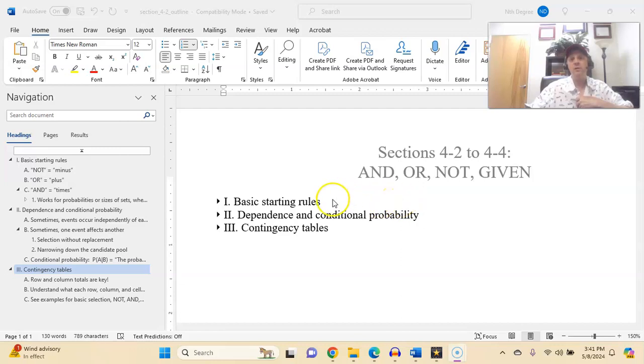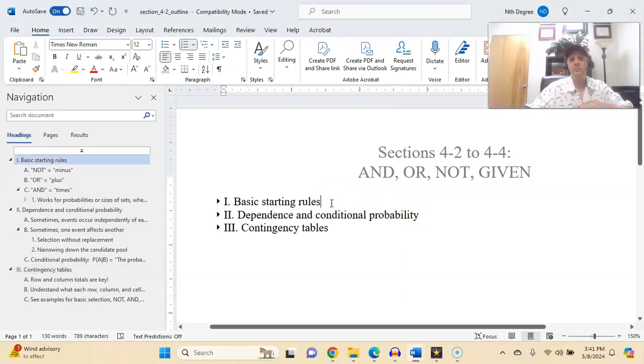And therefore, a very important part of being a good probability student is being able to take what I call sloppy English and translate it using the words and, or, not, or given. All right, that being said, let's take a look at today's menu.